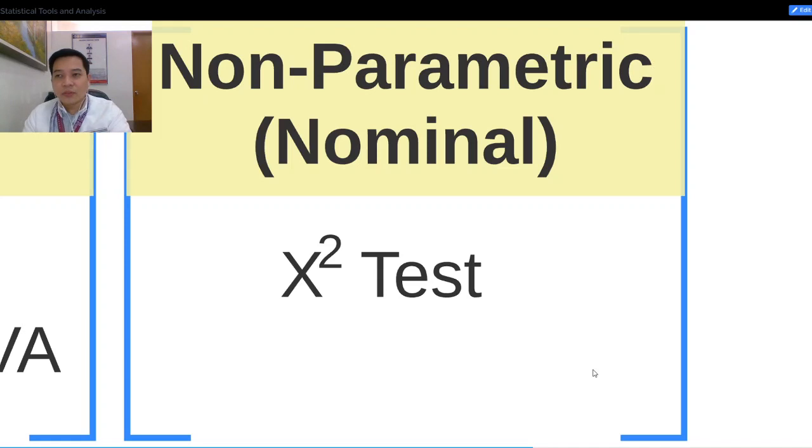Recap: if you have several groups, three or more groups, one test one time, and your data is numerical or interval ratio, you'll be using the one-way ANOVA. If your data is ordinal, you will be using Kruskal-Wallis, one-way ANOVA, or simply Kruskal-Wallis. And if your data is nominal, you're going to use the chi-square test. Okay?